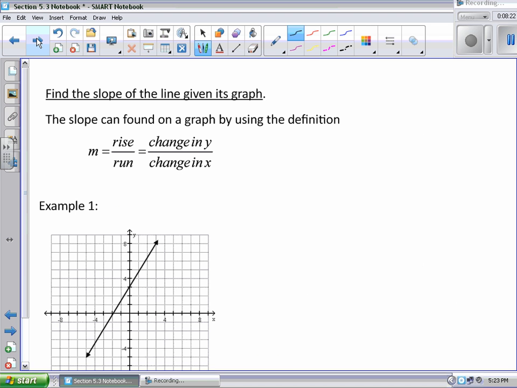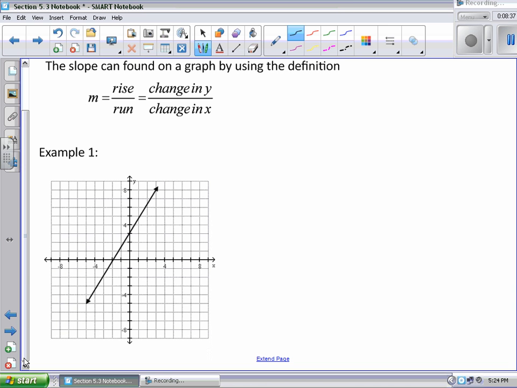We can find the slope of a line given its graph. The slope can be found on a graph by using the definition m equals rise over run, or the change in y over the change in x. So rise, really when we think about rise, it means the graph is either going up or down, and the run, it's either going right or left. So to calculate that, we want to find 2 points on the graph.